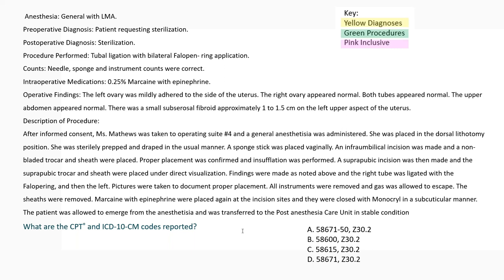Findings were made as noted above and the right tube was ligated with the Falope ring and then the left. Pictures were taken to document proper placement. All instruments were removed and gas was allowed to escape. The sheaths were removed. Marcaine with epinephrine was placed again at the incision sites and they were closed with Monocryl in a subcuticular manner. The patient was allowed to emerge from the anesthesia and was transferred to the post-anesthesia care unit in stable condition. Okay, coders, your time starts now.